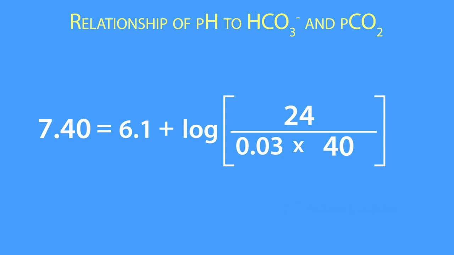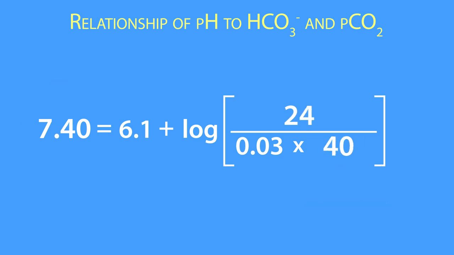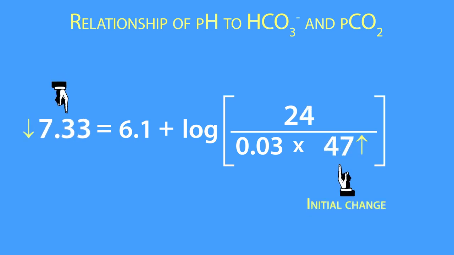For example, if the bicarbonate concentration decreases, it will lead to a decrease in plasma pH. So, to correct the plasma pH, a decrease in the partial pressure of CO2 is required. On the other hand, if the partial pressure of CO2 increases, an increase in bicarbonate is required to compensate or correct the pH.